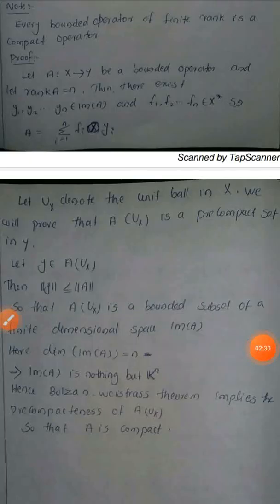That means it is a Cauchy sequence in A of UX. It will have a convergent Cauchy subsequence. So by Bolzano-Weierstrass theorem this implies pre-compactness of A of UX, so that A is compact. We proved every bounded operator of finite rank is a compact operator.